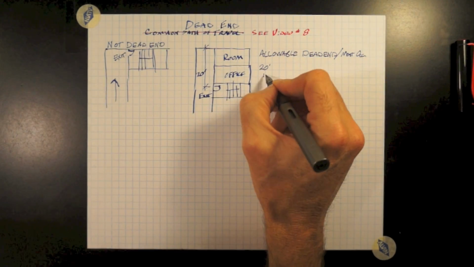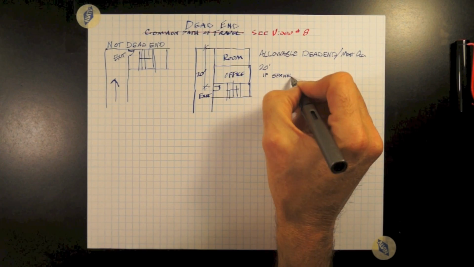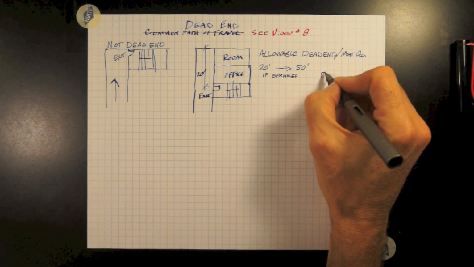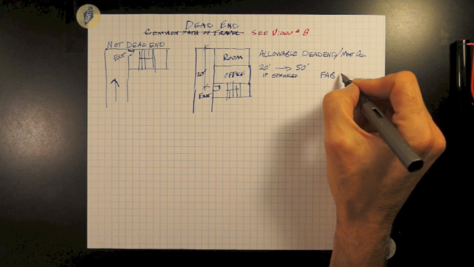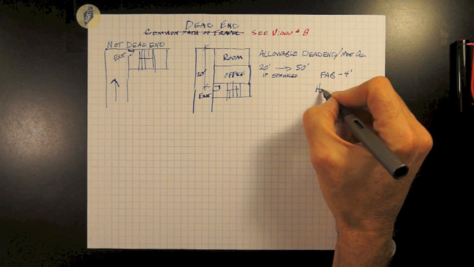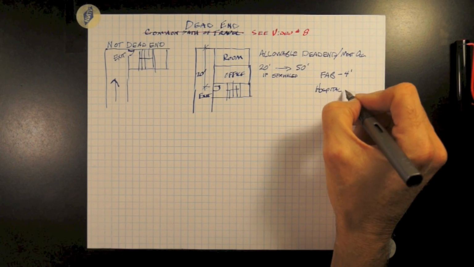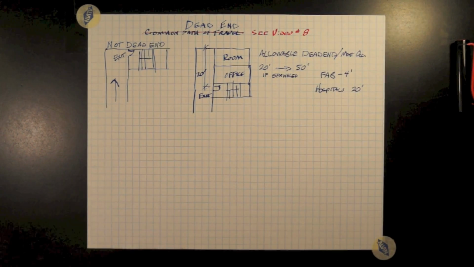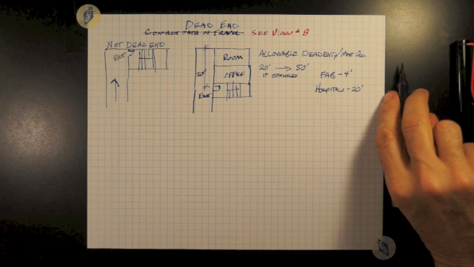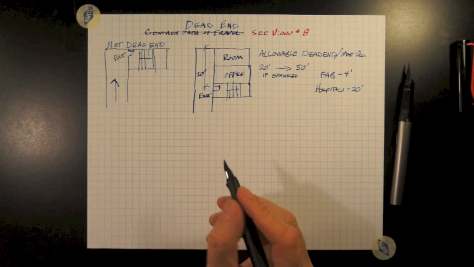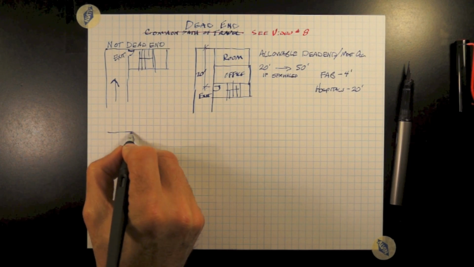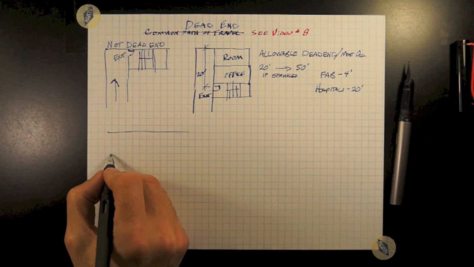If the building is sprinkled, in most cases, you're allowed to go to 50 feet as your allowable dead end. But in fabrication, regardless if sprinkled or not, it is 4 feet. In hospitals, regardless of sprinkled or not, your dead end allowable is 20 feet. And this is per IBC. NFPA, if you were only doing a federal project, would be allowed to be 50 feet.